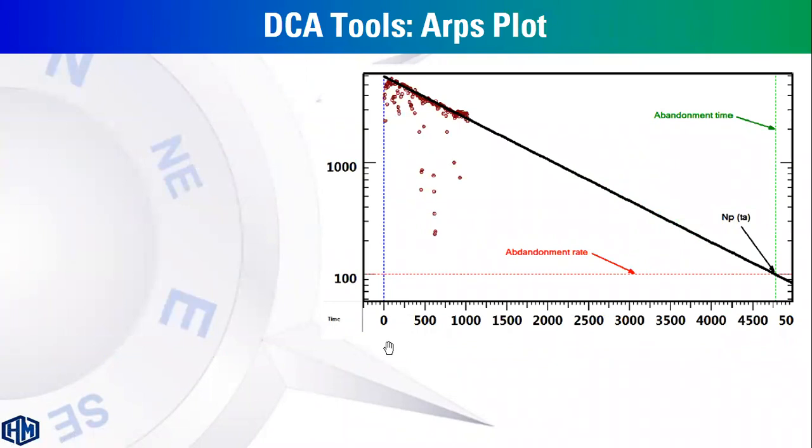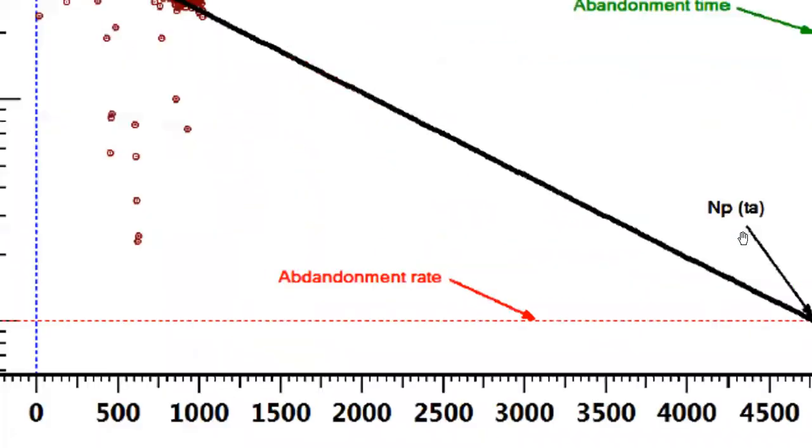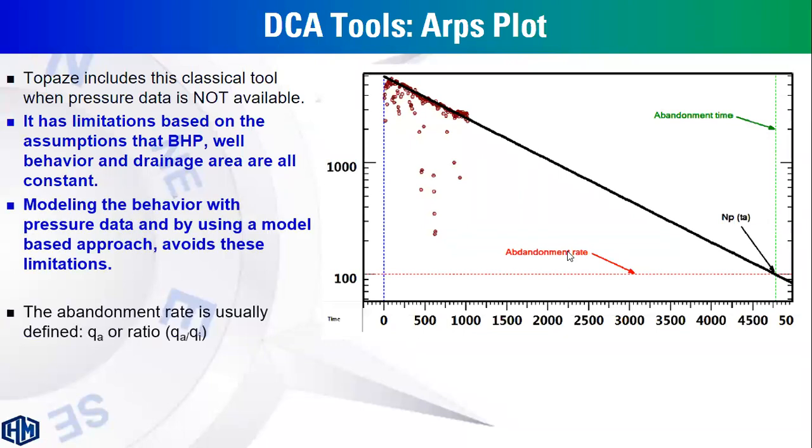Also, one of the traditional tools available is the Arps plot. Using the Arps equation at the abandonment time, by defining a specific abandonment rate, you can predict the N_p, or the cumulative oil produced, and accordingly you can calculate the estimated ultimate recovery.